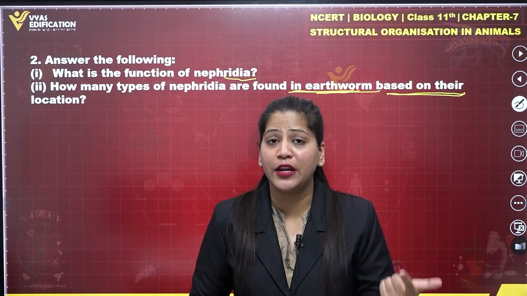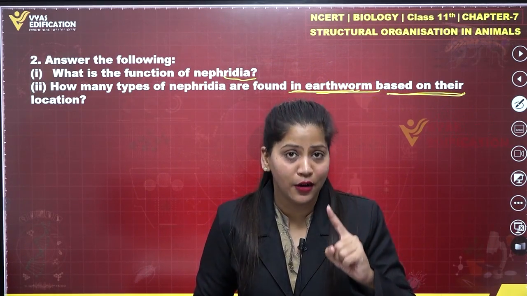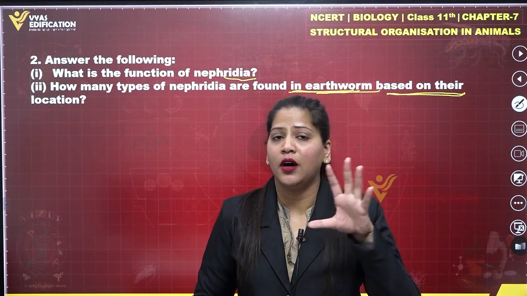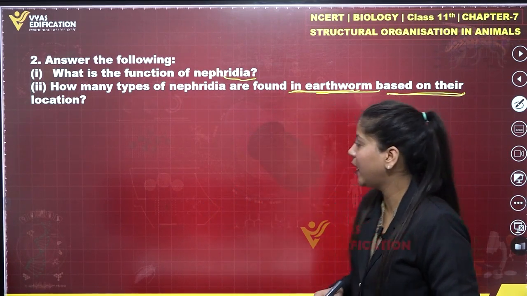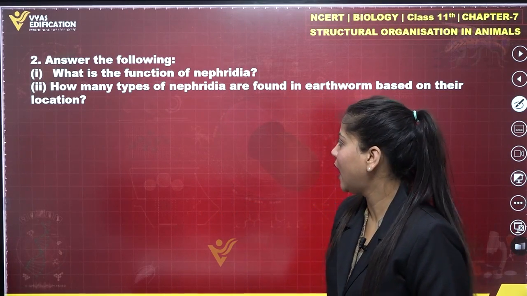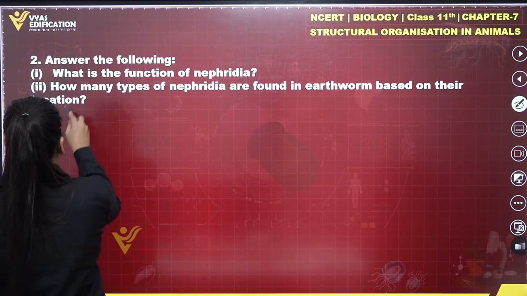Where are these pharyngeal nephridia present? In the 3rd, 4th and 5th. 3rd, 4th and 5th segments, right? So let's write this answer. Answer number 1, the first part we are going to write.